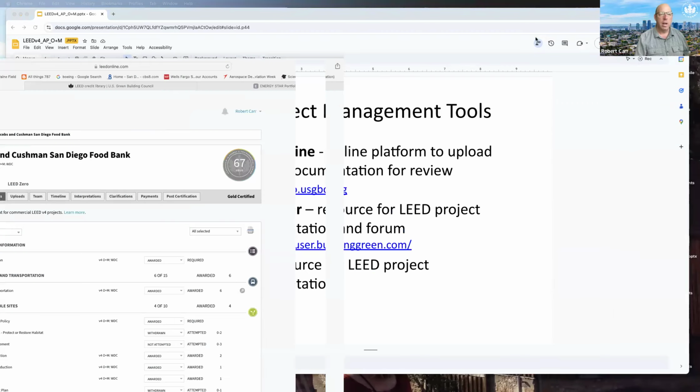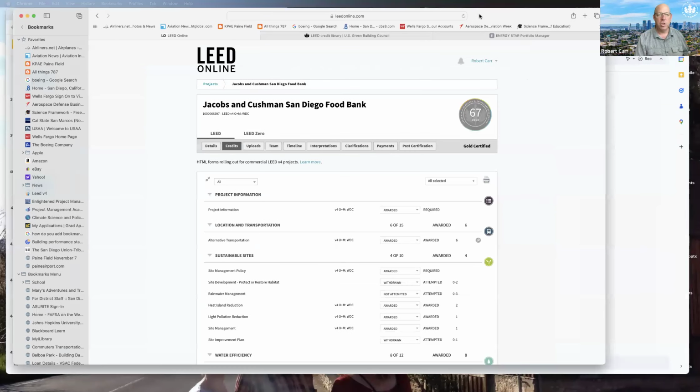And here, you should be seeing LEED Online right now. Is everyone seeing that? Okay, if not, please tell me. You should be seeing LEED Online and Jacobs. Okay, good. Jacobs and Cushman's Food Bank.